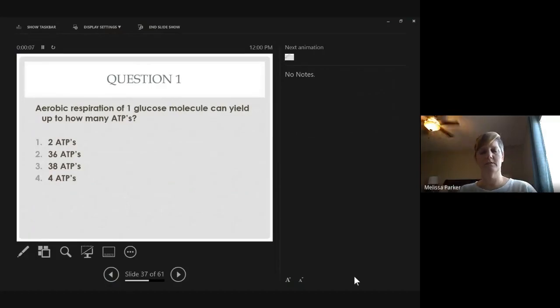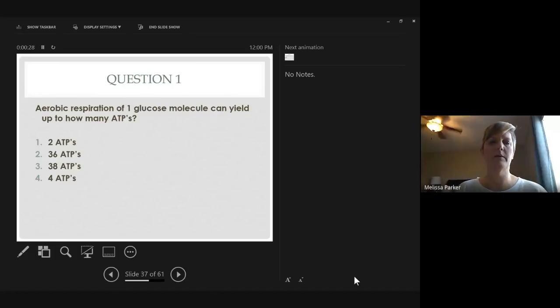Okay, so you don't have to answer these out loud, okay? But we're going to go through these practice questions, and then we'll do my review questions, and we'll do our practice questions for your chapter. Okay, so number one says aerobic respiration of one glucose molecule can yield up to how many ATP?